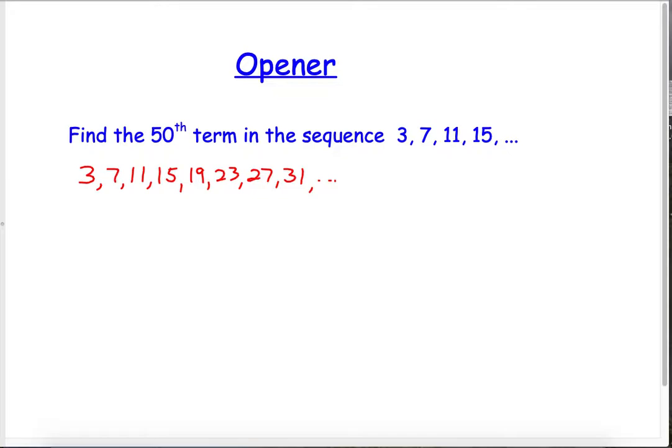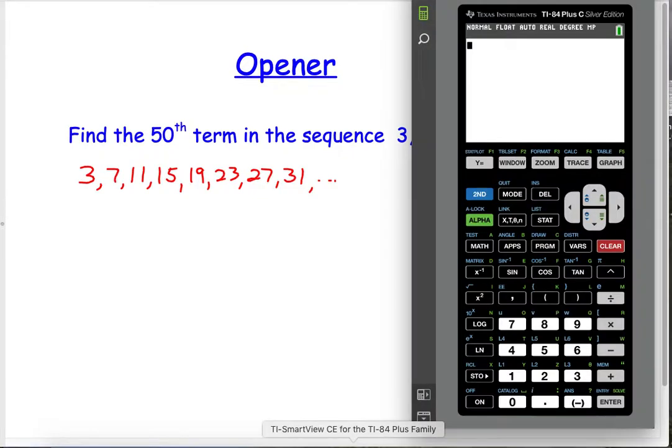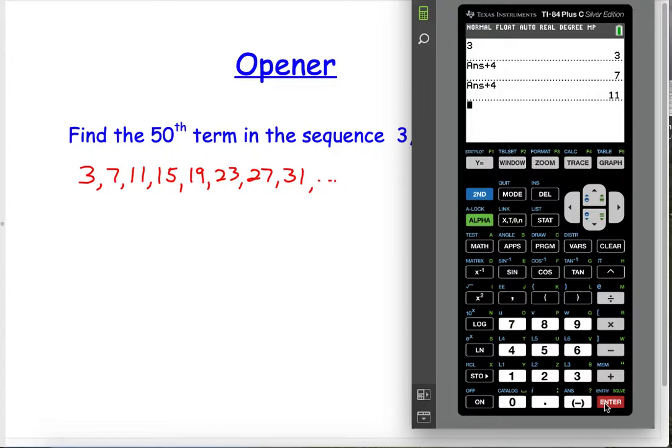Alright, well, if we can use technology, maybe a calculator would be useful. I'm starting with 3. The pattern is add 4 to the previous one. So I press enter, and that gives me the second term. If I press enter again without typing anything, it's going to run the previous command, which says take the answer and add 4, which is the pattern. So when I press enter, this will give me the third term, which is 11.